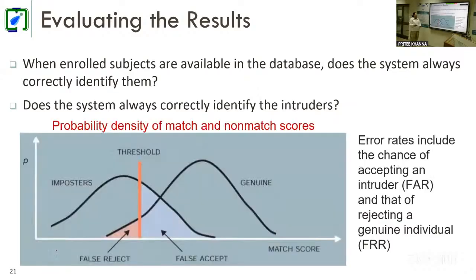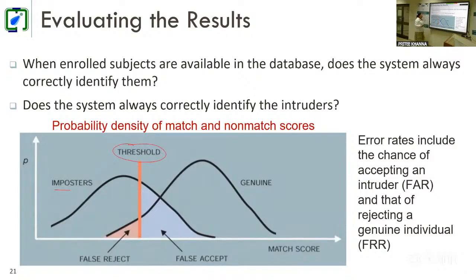Now, as I told you, this is the probability density function of the match and non-match. Here you can see the probabilities plotted. So these are the scores. This curve you are getting for imposters, so these are the distances for the imposters, and this curve is for genuine users. Now you need to choose a threshold. So you have chosen a threshold.